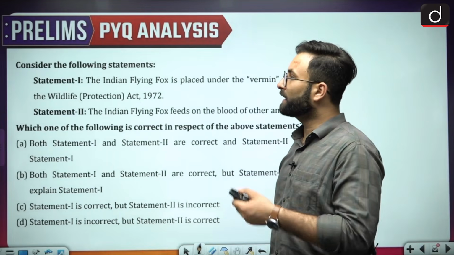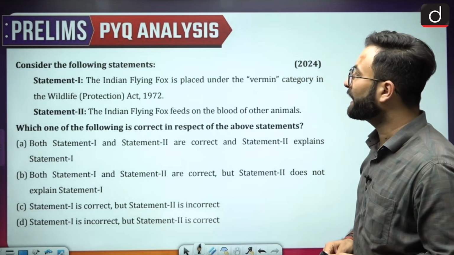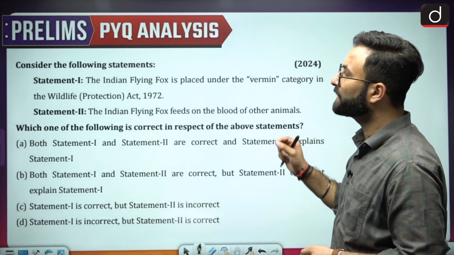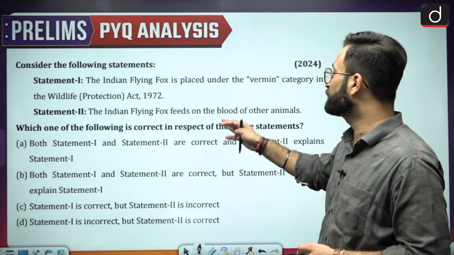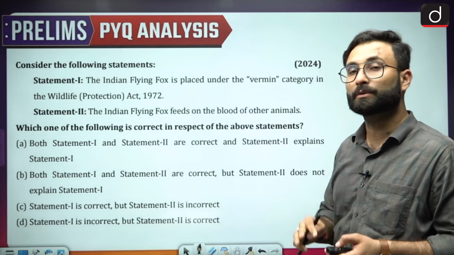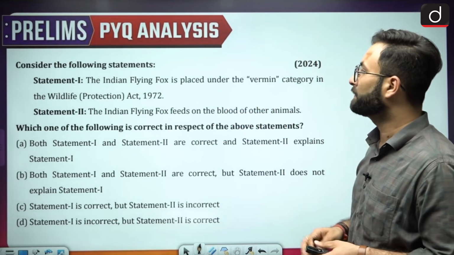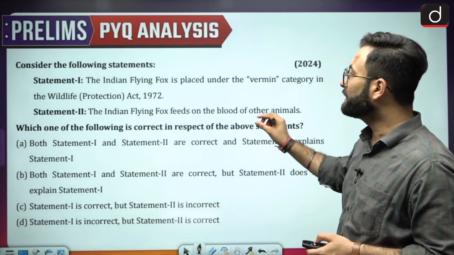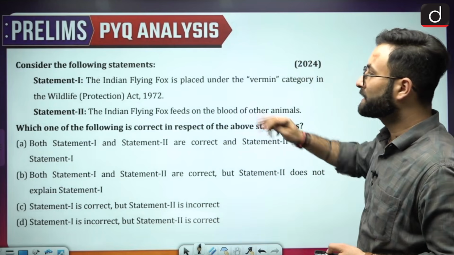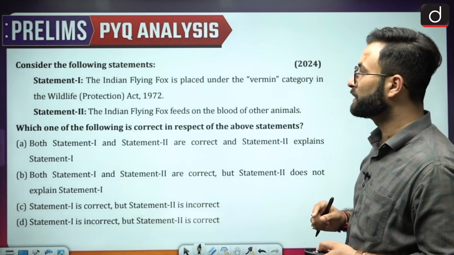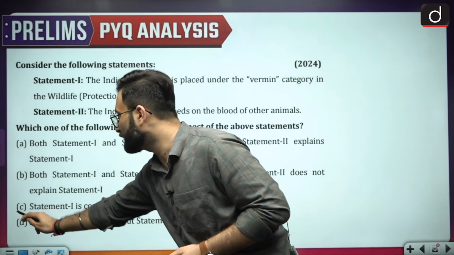Okay, coming to the next one, consider the following statement. The Indian flying fox is placed under the vermin category in the Wildlife Protection Act 1972. Yes, that is fine. The Indian flying fox feeds on the blood of the other animals. Okay, now that can be a different story over here. These are the ones which basically like the fruits, etc. Okay, so statement 1 is correct and statement 2 is incorrect. Option C is your right answer over here.